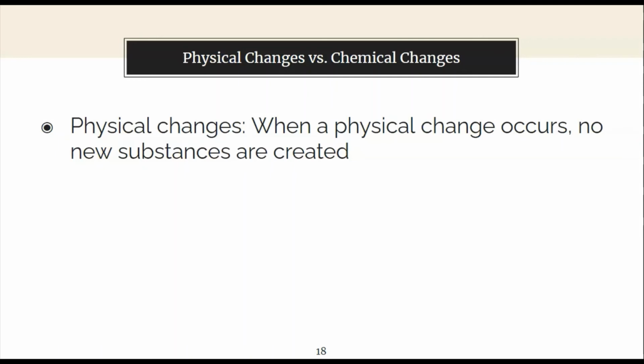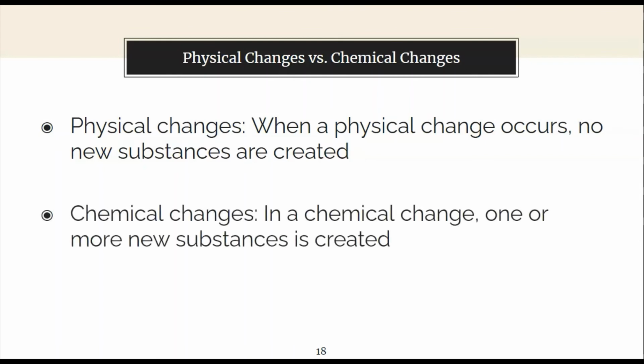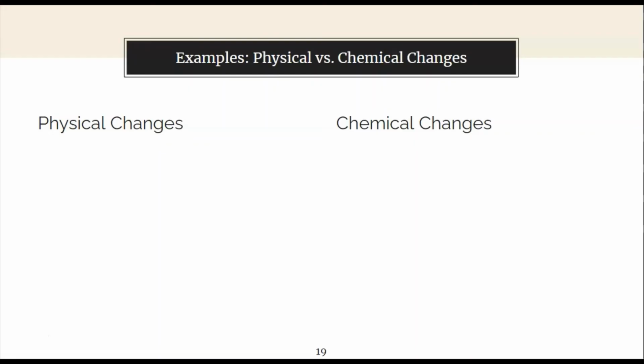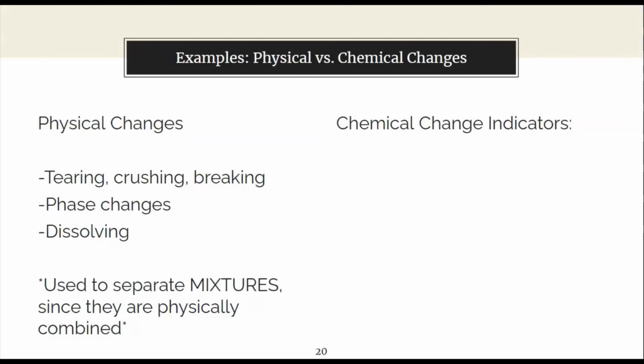But if I tear a piece of paper in half, I mean, I can tape it back together, but I can't really get it back to the way it was before. So I think it's more helpful to ask yourself if a new substance was created or not. Chemical changes occur when one or more new substances is created. So let's look at some examples. Physical changes would be things like tearing, crushing, breaking. None of those things create a new substance. Phase changes, going from solid to liquid to gas, or dissolving. Now, physical changes can be used to separate mixtures, since mixtures are physically combined.